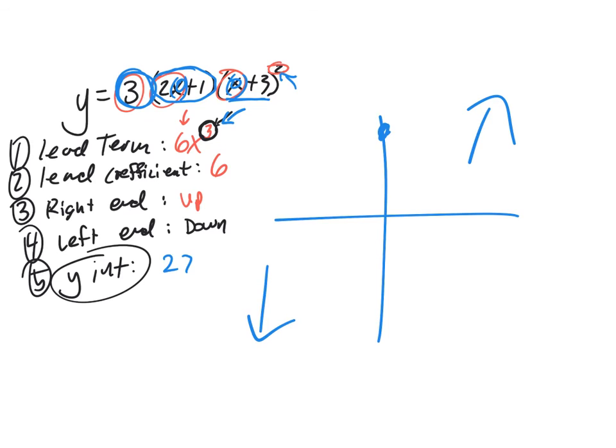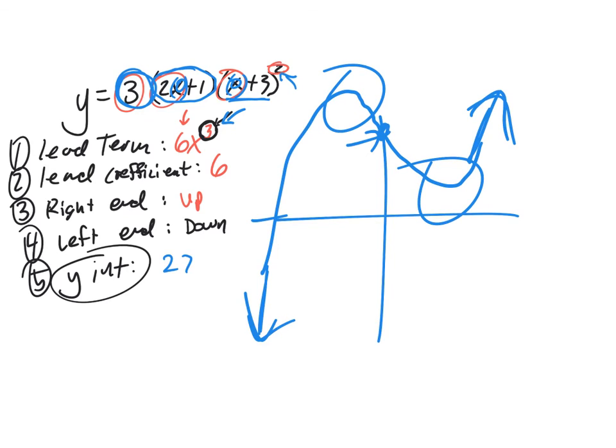What part did I mess up? Y-intercept. I didn't go through the y-intercept, so I got to try again. 1 turn, 2 turns. Could that possibly be right? Yes, it's going through the y-intercept. It's going up on the right, down on the left. And it's got the right number of turns, 2 turns, where this has a degree of 3. There, you know everything.